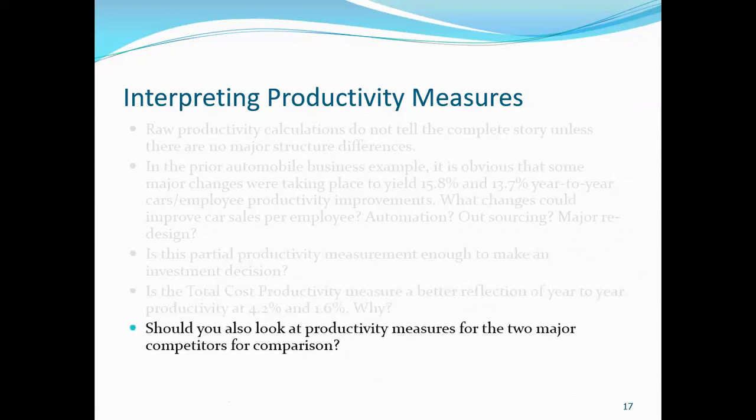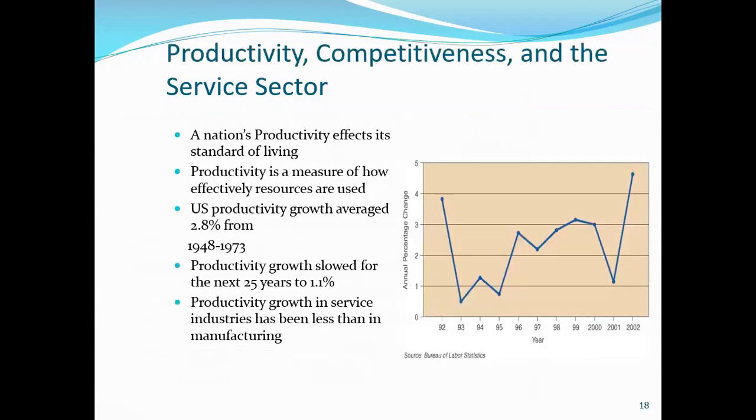If you look at the productivity measure for two companies, should you look at the comparison? Sure, we should. If the competitor's improvement is also decreasing, it could be a macro environment issue, not the company itself. But if the measurements are different, then we need to be careful when we make the investment.